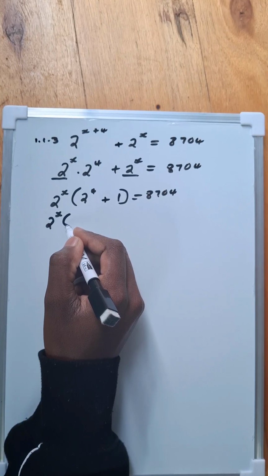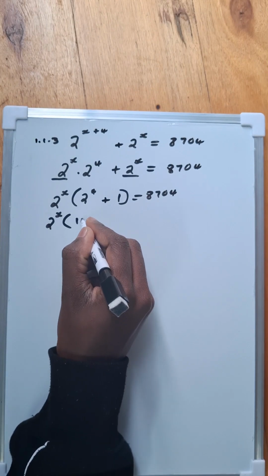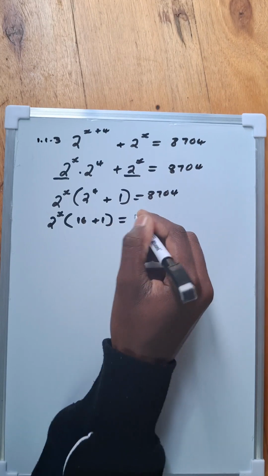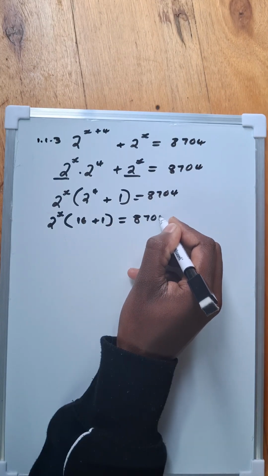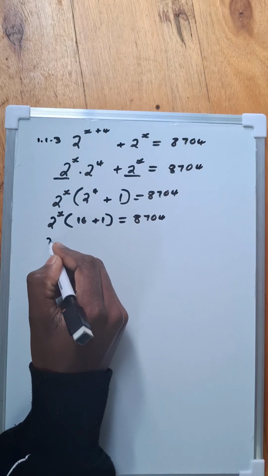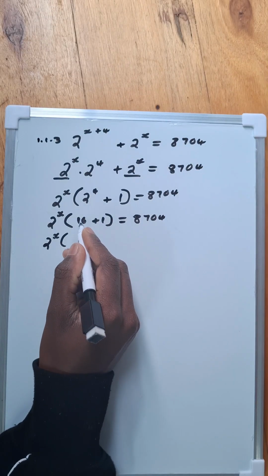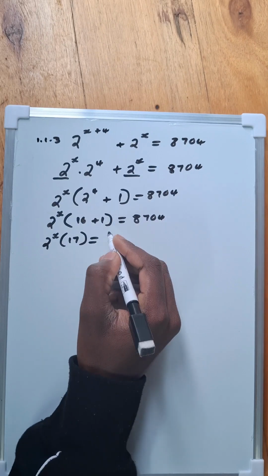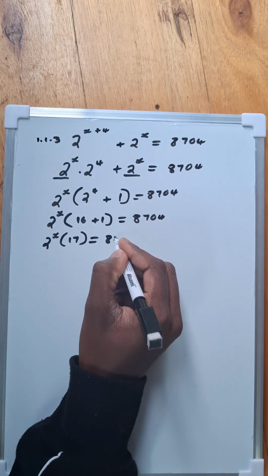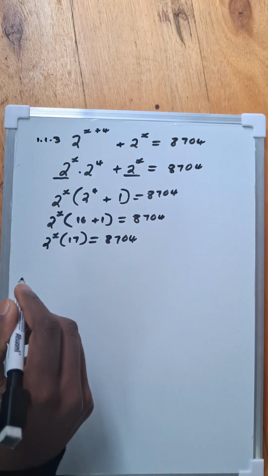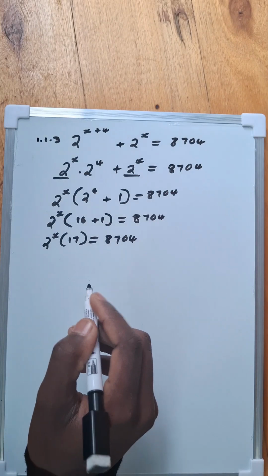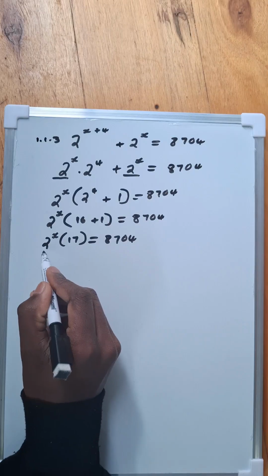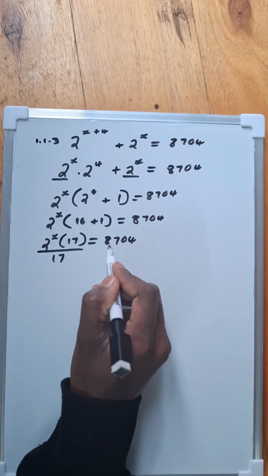It is 16. 16 plus 1 is equal to 8704. So 2 to the power x times (16 plus 1), which is 17. Then here I have 8704. That side I kept constant since I didn't cause any change. So to get rid of 17, I divide both sides by 17.